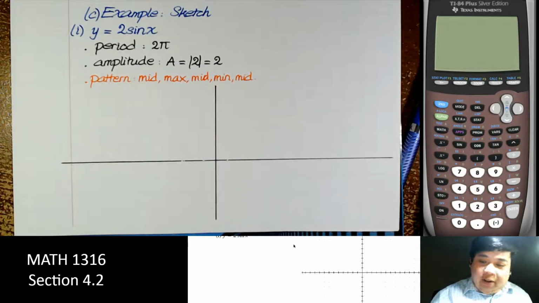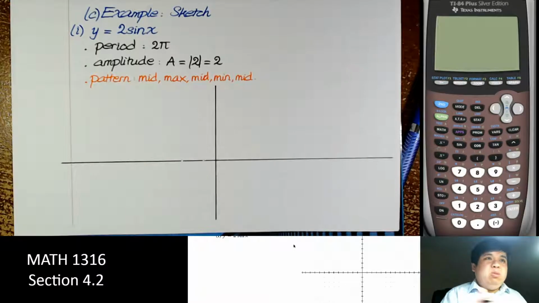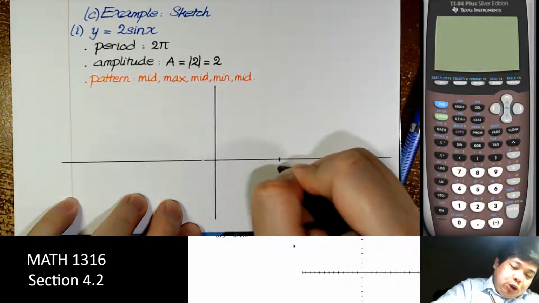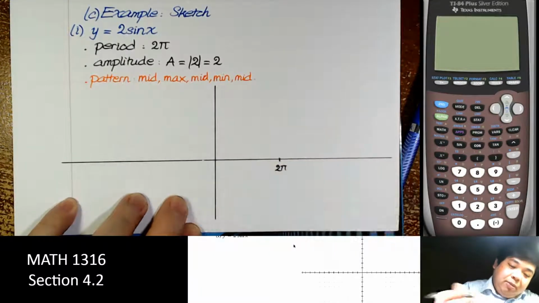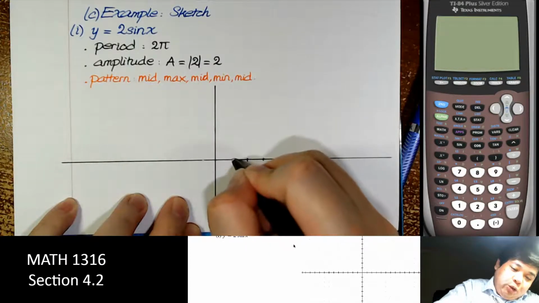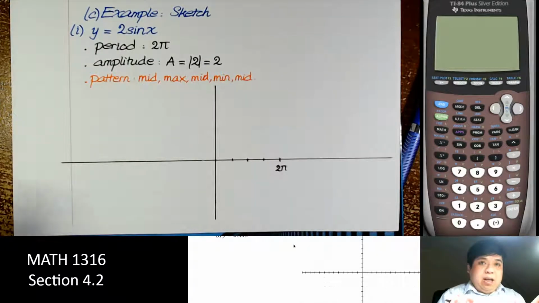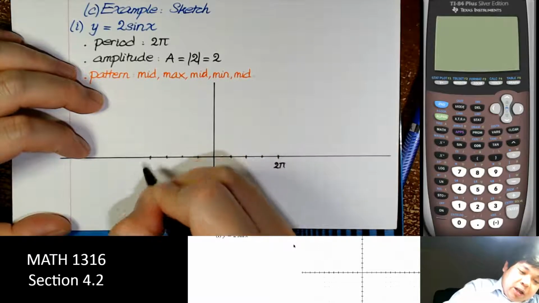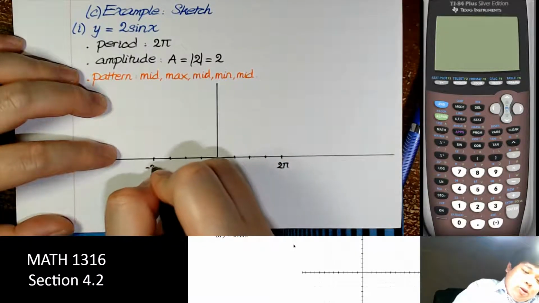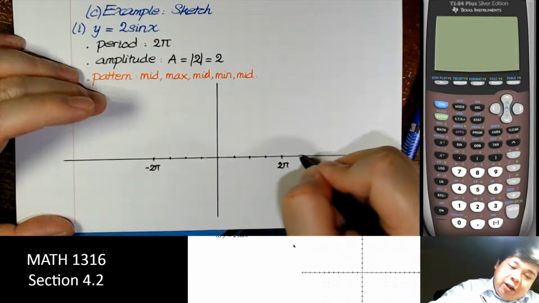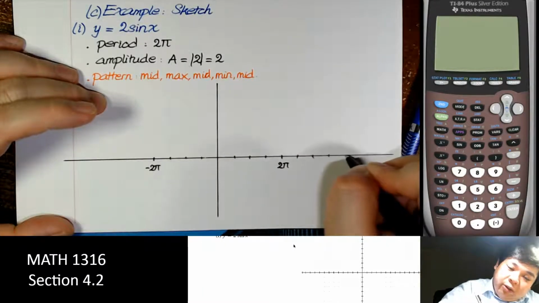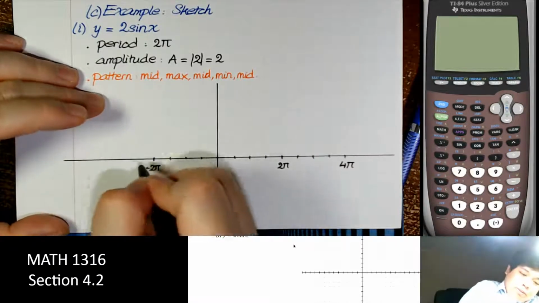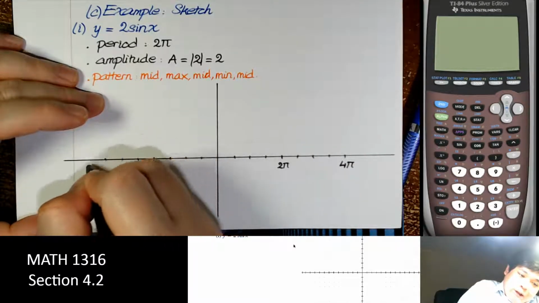So that's what we have for the graph. Next, the period is 2 pi. So let's pick 2 pi anywhere. If I'm going to choose 2 pi here, it's perfectly fine. Divide that into 4 equal pieces. Always take a period, divide into 4. So 1, 2, 3, 4. That's the period. Negative 2 pi, and then 1, 2, 3, 4. That's another period, 4 pi. 1, 2, 3, 4.